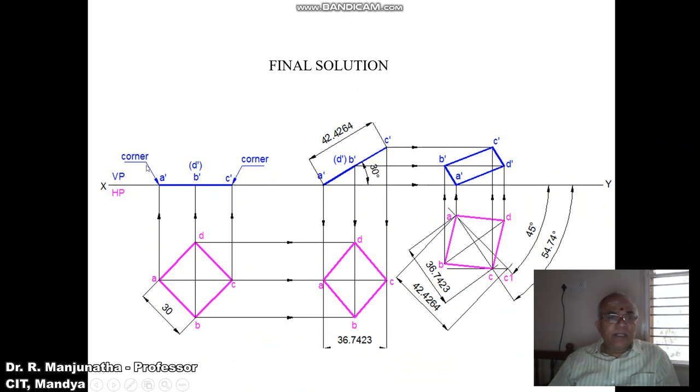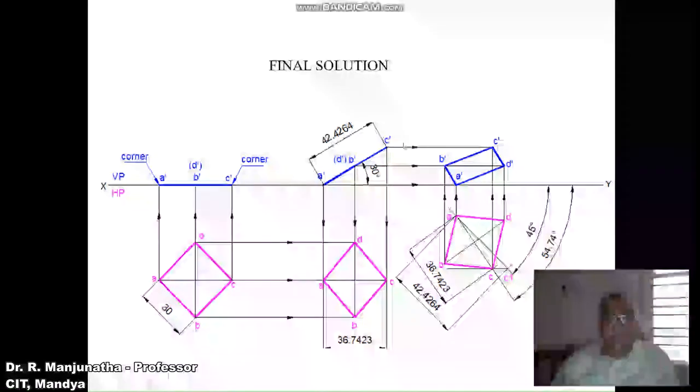Here this end is a corner, and this end is also a corner. As one of its corners is on the XY line, you consider A dash on the XY line, as one of its diagonals is inclined to HP at 30 degrees. The diagonal AC is parallel to VP, so you are getting the true length in VP. So you take the true inclination with A dash as center with respect to the XY line. Using the protractor, you measure an angle of 30 degrees and then draw an inclined line.